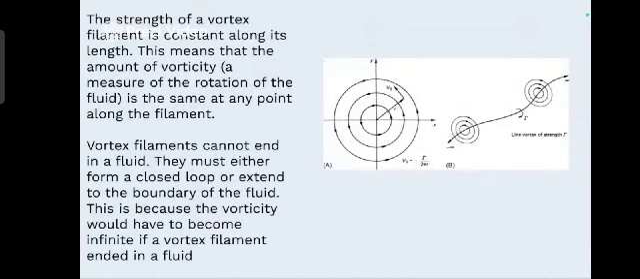Now, moving on, the strength of the vortex filament is constant along its length. This means that the amount of vorticity, that is, a measure of the rotation of the fluid, is the same at any point along the filament. Vortex filaments cannot end in a fluid, they must either form a closed loop or extend to the boundary of the fluid. This is because the vorticity would have to become infinite if a vortex filament ended in a fluid. Here in the diagram, we can see a clear-cut vision of the vortex filament.